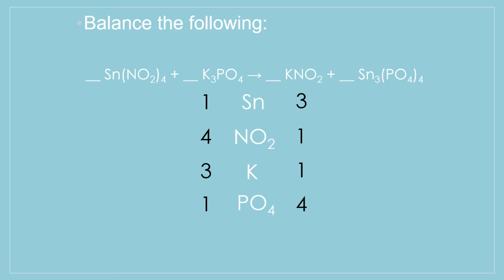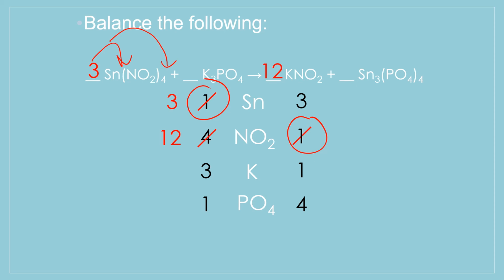Now starting at the very top, I look for the smaller side, and that is this side here. So what number times 1 gets me my bigger number 3? The answer is 3, so I put it as the coefficient, changing Sn as well as NO2. So 3 times 4 gets me 12. Now I go to the smaller side, and that's the product side. NO2, what number times 1 gets me 12? The answer is 12. So again, crossing that out, and it not only affects my NO2, but also my K. So 12 times 1 is 12.